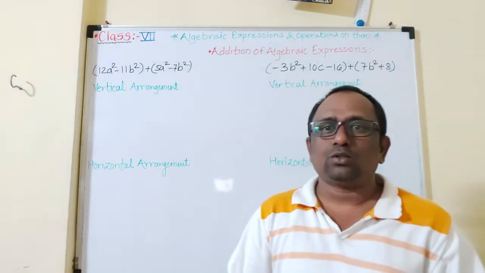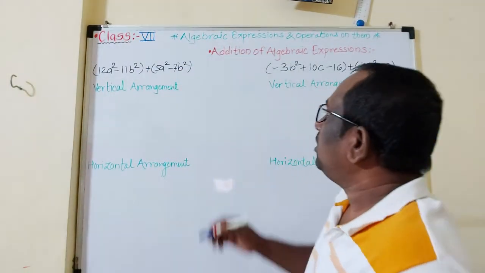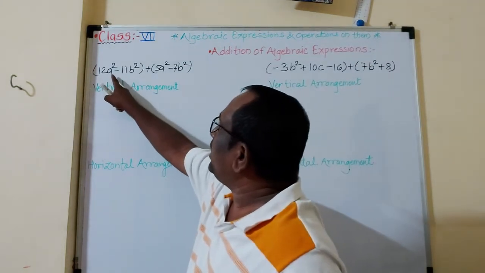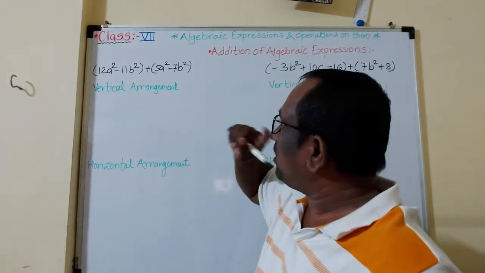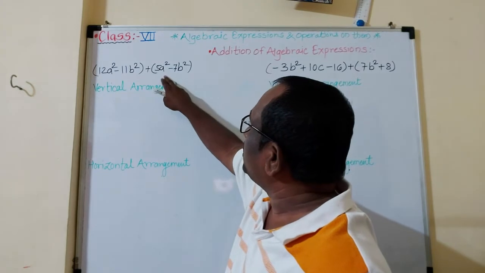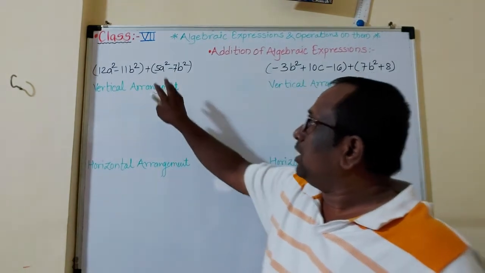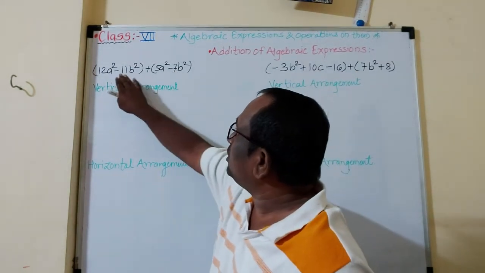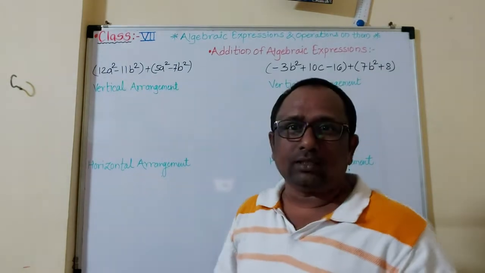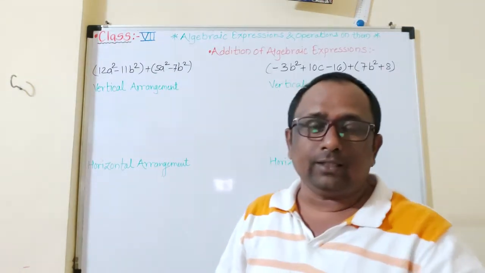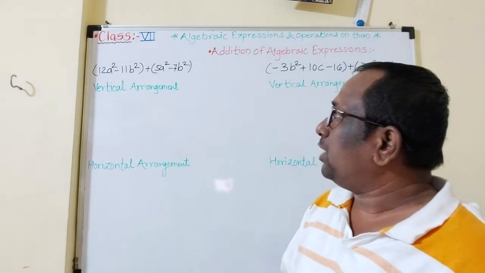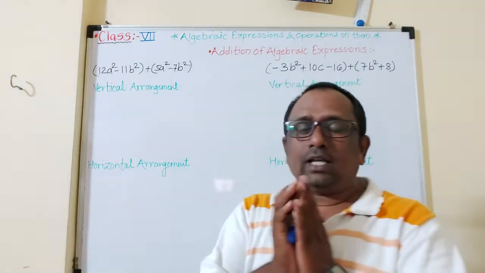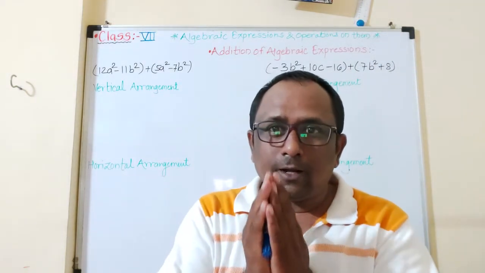Now the next example, students: 12a² minus 11b² plus 5a² minus 7b². If you see carefully, in both brackets there are minus signs, but we have to do the addition. Okay, now first the vertical arrangement. As I told you, first we have to write the like terms.